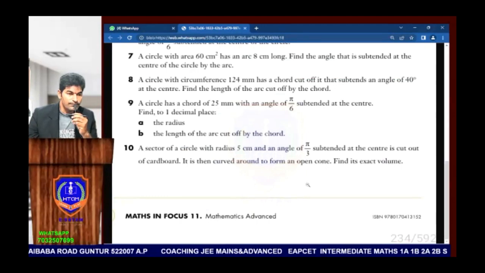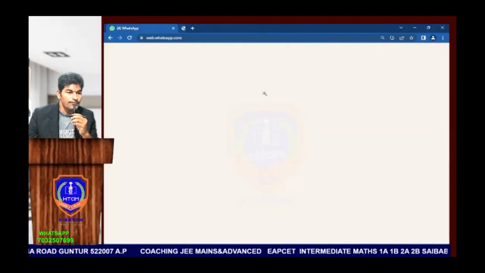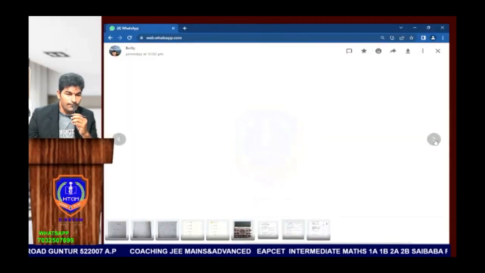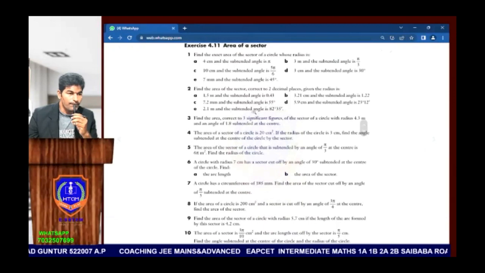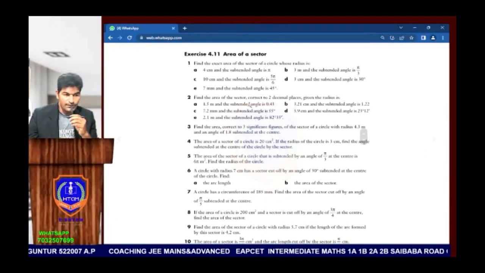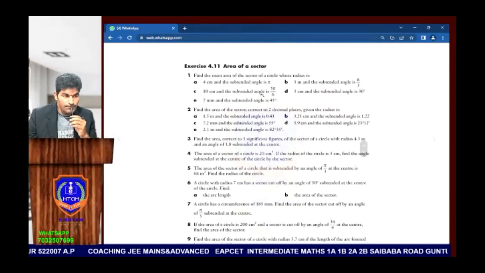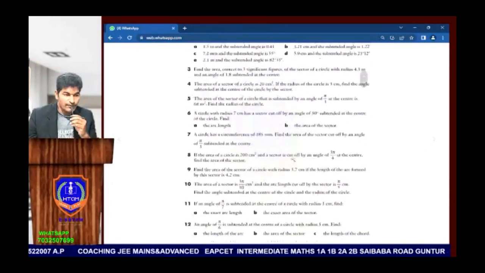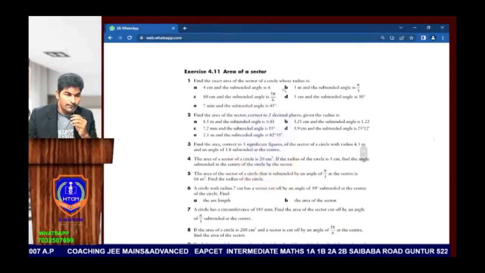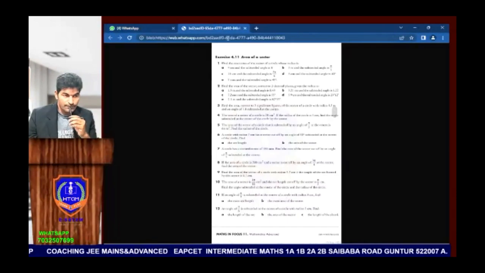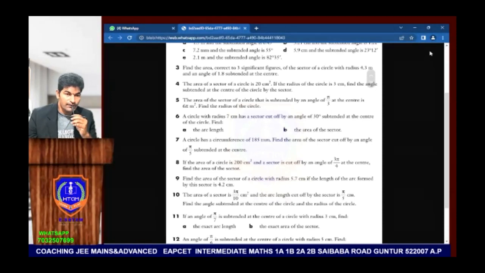I'll check. What is the next question? It's in the next exercise. Next page or this page? 4.11. Okay, 4.11, seventh question.